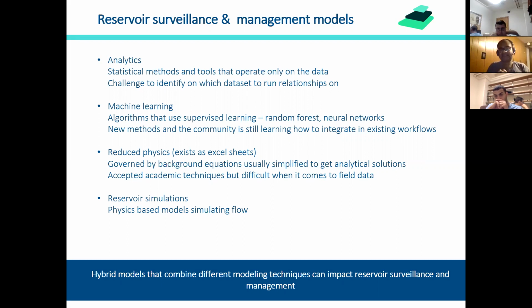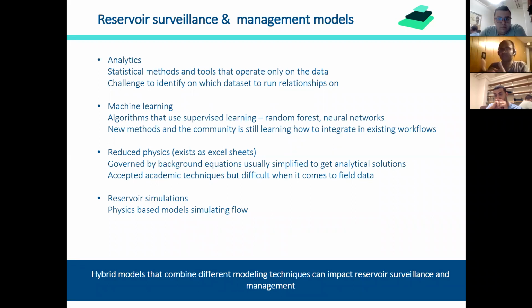So from a surveillance, from a management standpoint, what I mean by analytics are some kind of a statistical method, right? And tools that operate only on data. So essentially, you're just looking at the data and you're trying to establish some relationship or some inferences from that. So that is what we refer to as analytics, at least in this context. And are they simple? Well, hell not, right? They're much more challenging because it's a challenge to identify which data set to run relationships on, right?